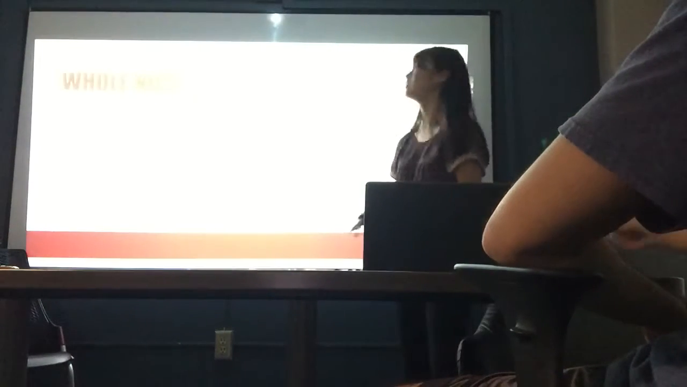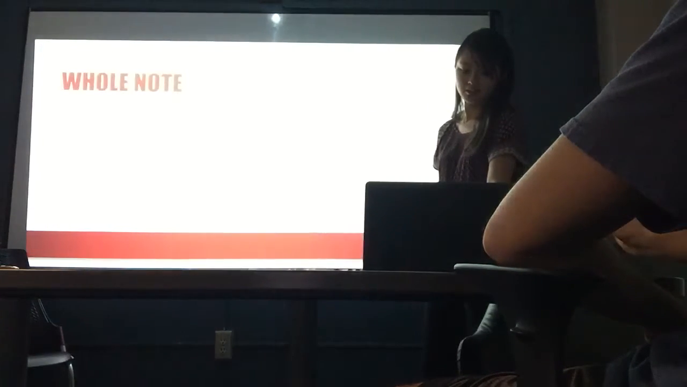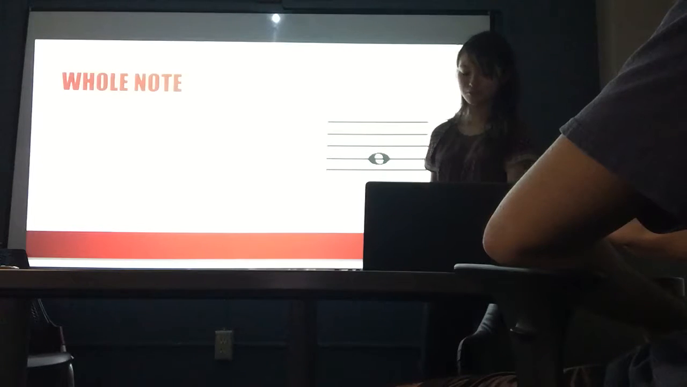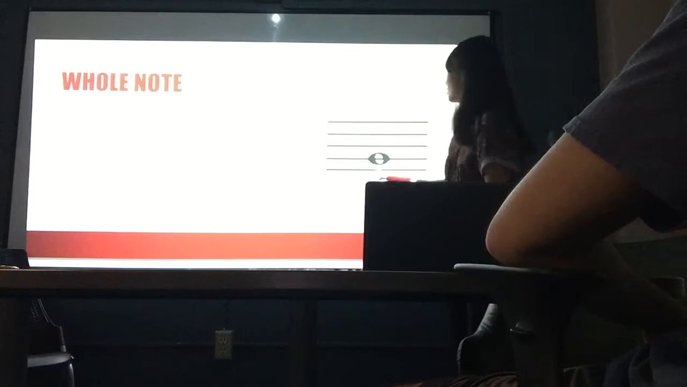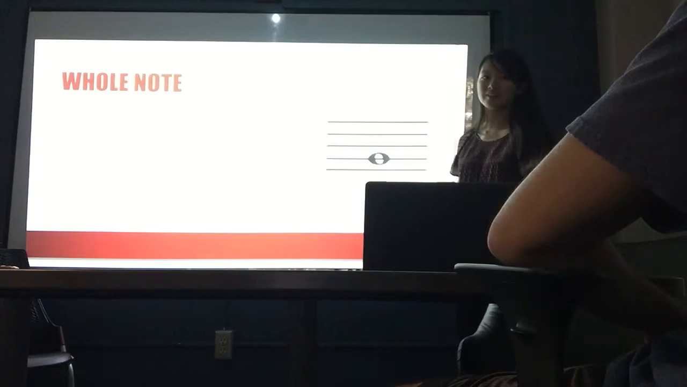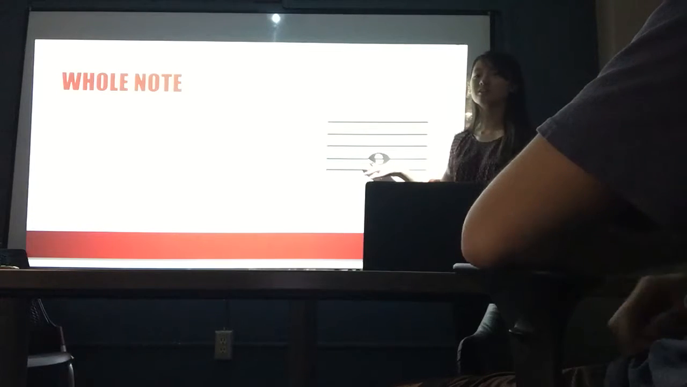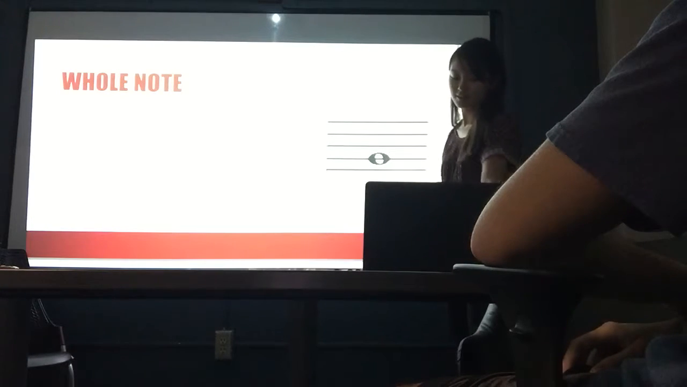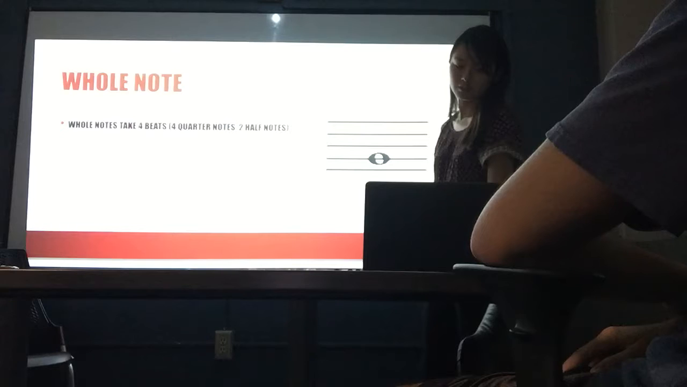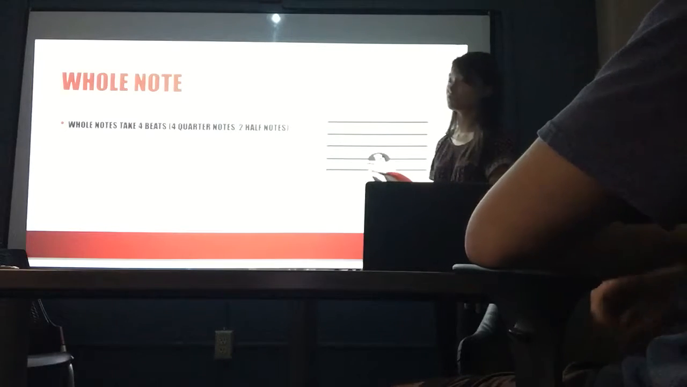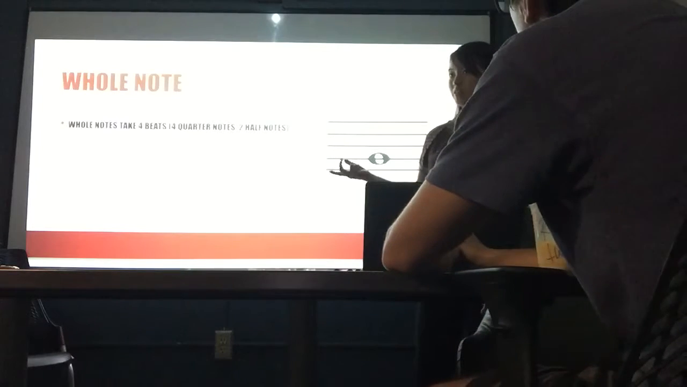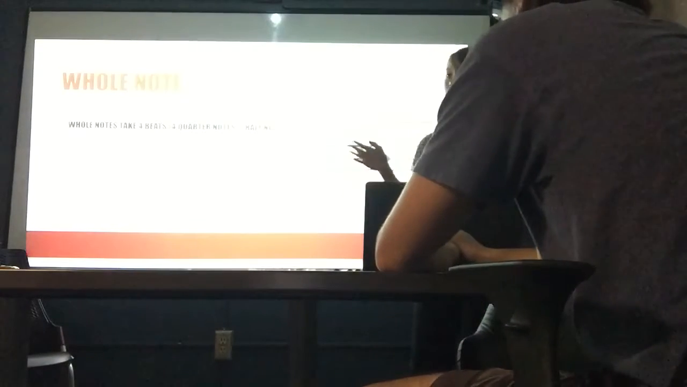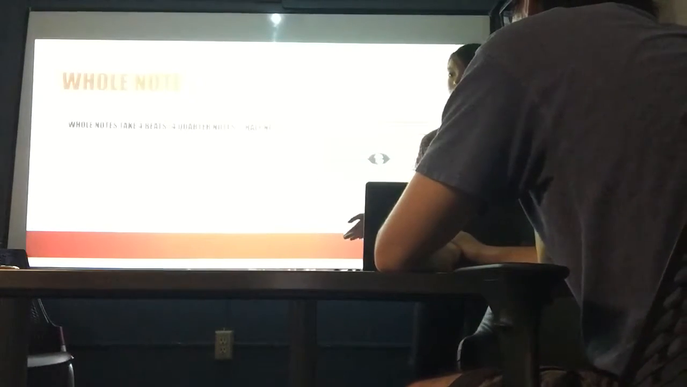So we're going to learn what a whole note is. Now, a whole note takes up 4 beats, so it's just like 4 quarter notes, all in one. This is what a whole note looks like. Now, keep in mind, this doesn't have a stem. It's just a circle. That's why it's called a whole note. So, a whole note can also be 2 half notes together, because 2 and 2 makes 4. And 4 quarter notes, so 1, 1, 1, 1 is also 4.